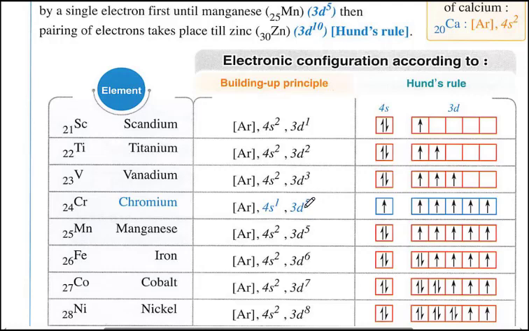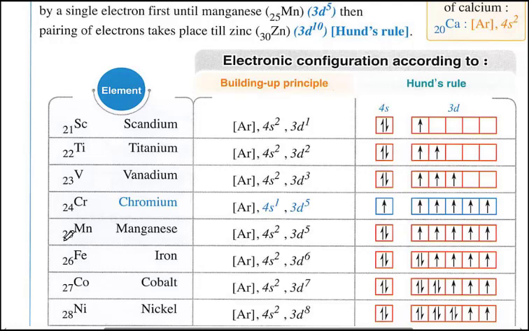As 3d5 is half filled, it is more stable, and 4s is half filled, so it is more stable. So there is no electronic configuration in the elementary state of n-1 d4, or 3d4 or 3d9. It does not exist at all. So in this case it is 4s1 3d5.